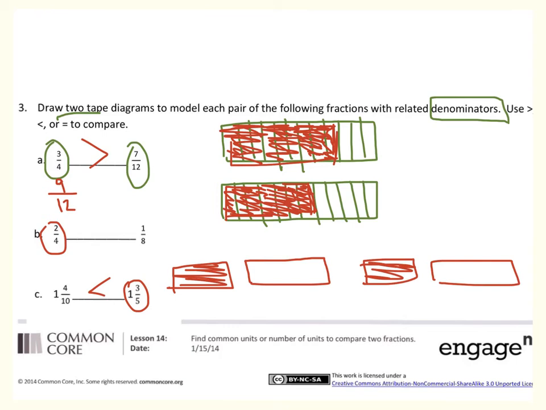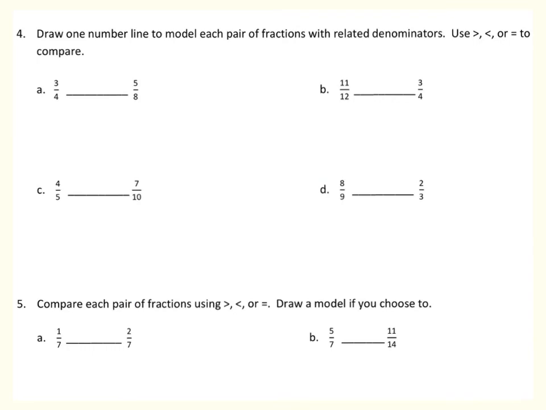Alright? Then you continue to the next stage where they want you to draw a number line for each pair of fractions. So when they say that, they mean like one number line for each pair. So first, draw 3/4. So the 3/4 would be here.